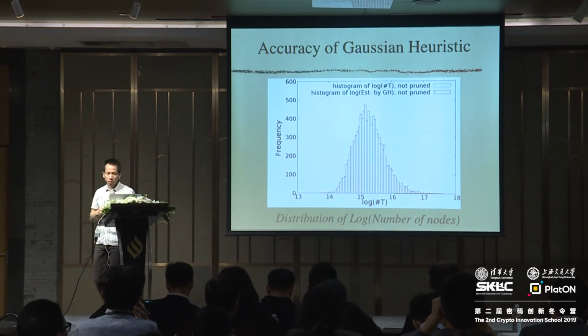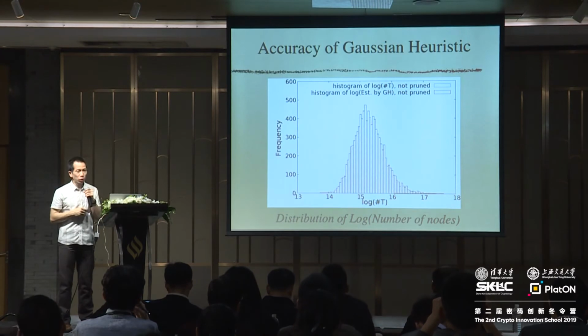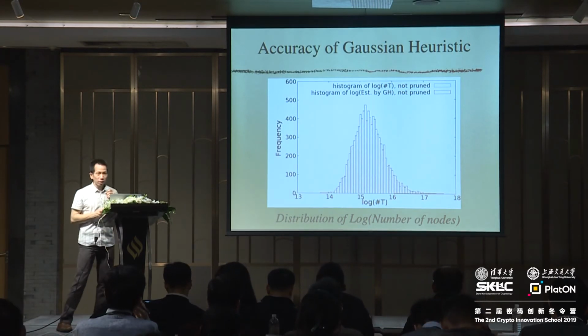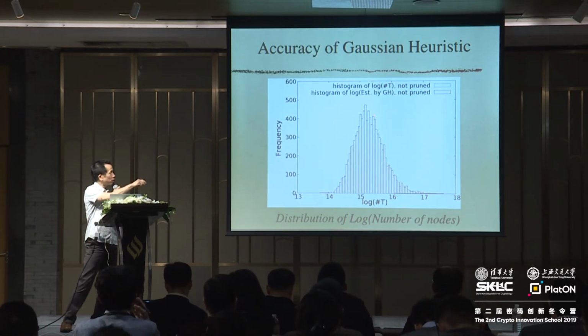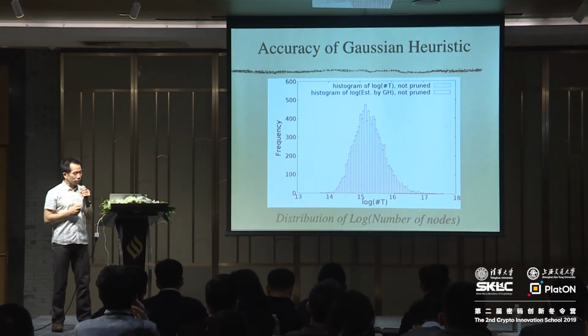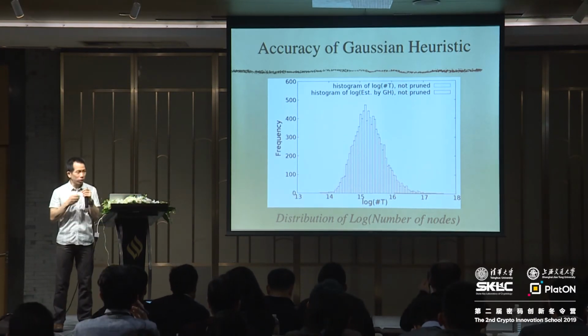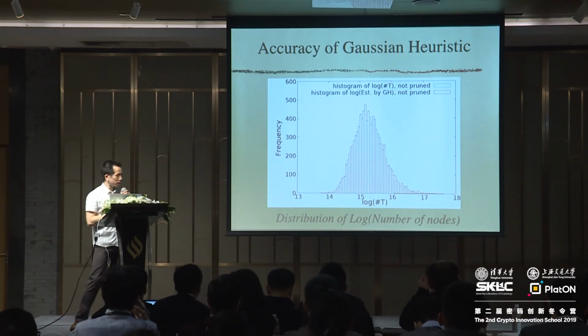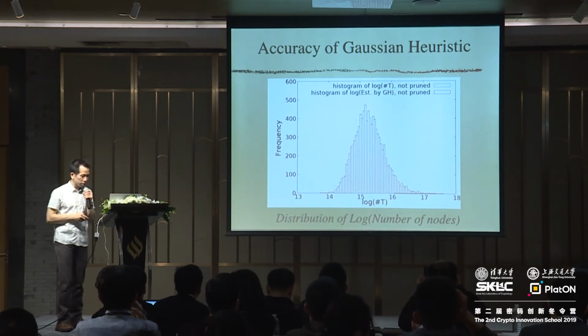So in my application to the running time of enumeration, the Gaussian heuristic gives you a very good order of magnitude. Of course, I cannot count the number of lattice points exactly, but if I'm only caring about the order of magnitude, this is more than enough. So this is very useful to estimate the running time.